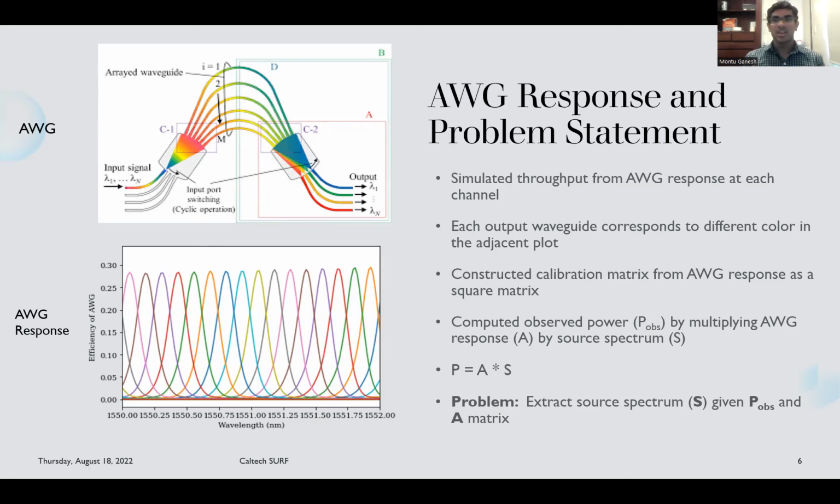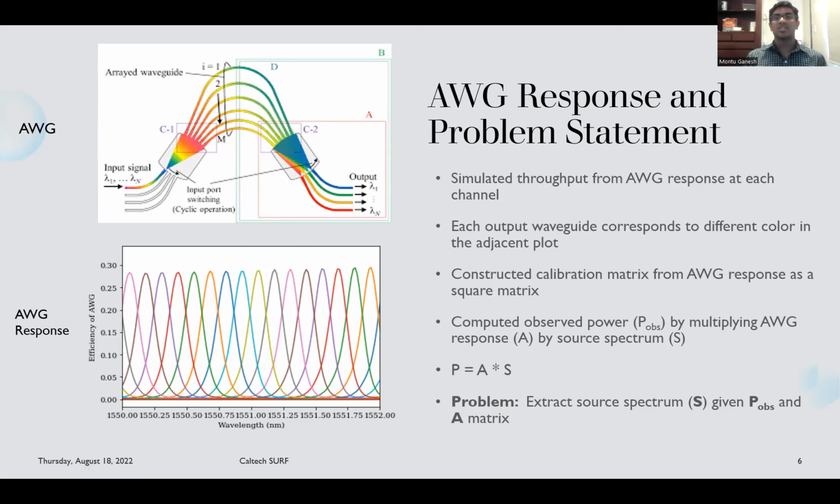With this information of the AWG response, given the wavelength, each different wavelength has a different peak and corresponds to a different output waveguide. So right here is the efficiency, and on the x-axis you have the wavelength. With this information, we constructed a calibration matrix from the AWG response as a square matrix.